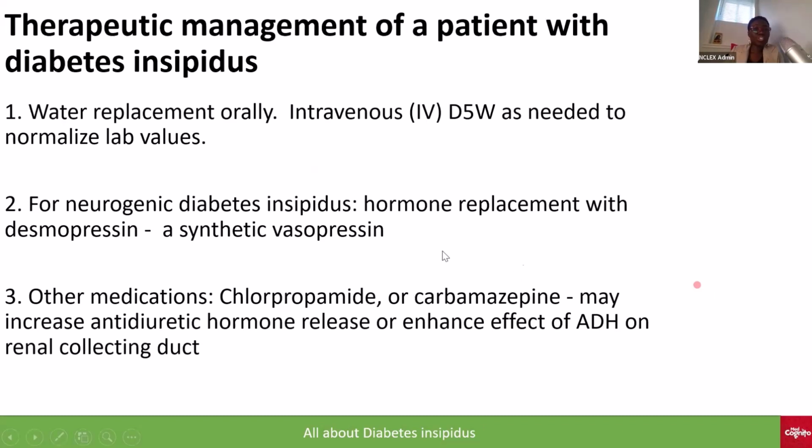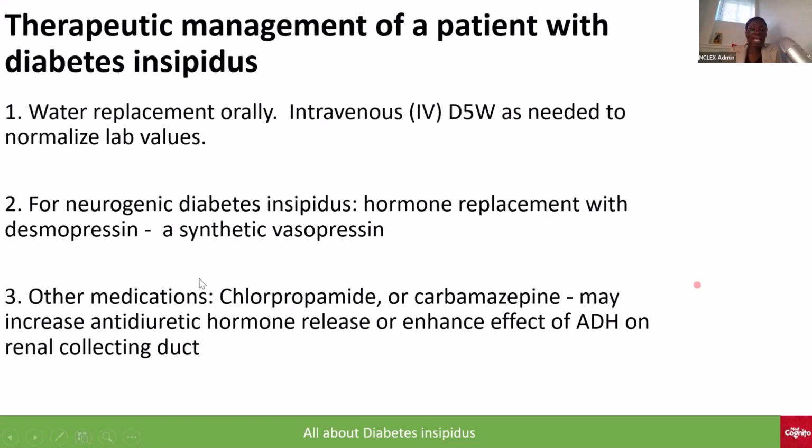And for neurogenic diabetes insipidus, neurogenic means it's coming from the brain. So the brain is not producing ADH. There is a problem with the posterior pituitary, so we do not have ADH. In that case, we have to give artificial ADH. The client doesn't have ADH, so we give synthetic vasopressin. So there is hormone replacement with desmopressin.